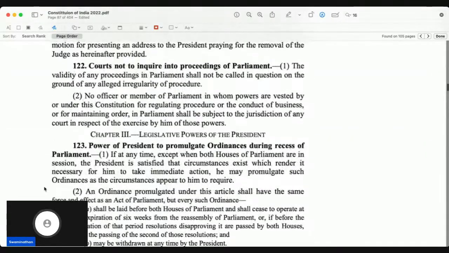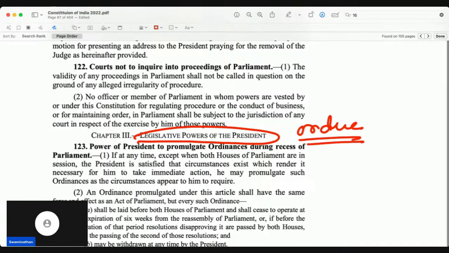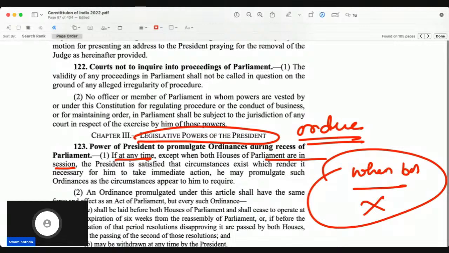Now, another important point with regards to this is the legislative power of the president, which is technically known as ordinance. Lawmaking is technically the power given to the parliament, but in order to meet extraordinary situations, the executive, which is the president, has been given certain power to promulgate the ordinance. When both houses of parliament are in session, the president cannot promulgate the ordinance. Apart from it, he can promulgate.